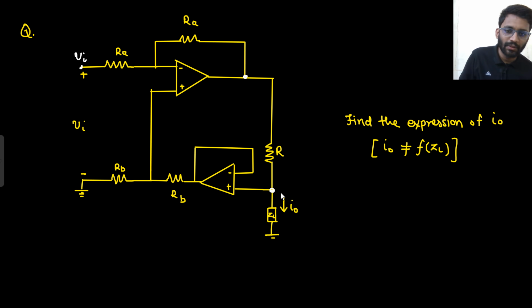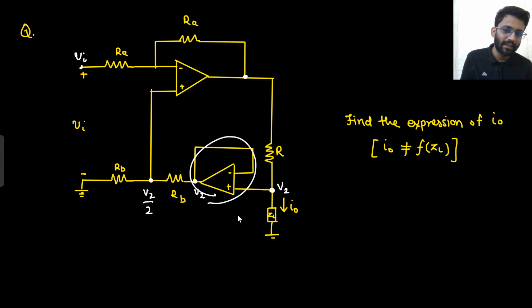So let's just assume this potential is V, or V2 we can say. If this potential is V2, then this potential will also be V2. If this potential is V2, then this potential will be V2 by 2. So yes or no? This is V2, then there is a negative feedback involved. So this V2 will be carried here. Now this V2 will be coming here as well.